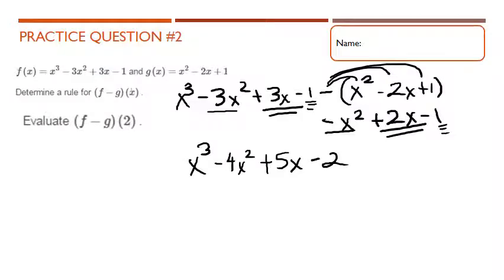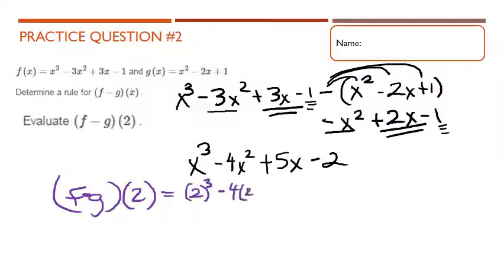All right, now we have to evaluate at 2. So f minus g of 2. When you replace all these x's with a 2, I'm going to have 2 cubed minus 4 times 2 squared plus 5 times 2 minus 2. A lot of 2's, huh? Okay, so let's reduce this out. So 2 to the third power is 8.